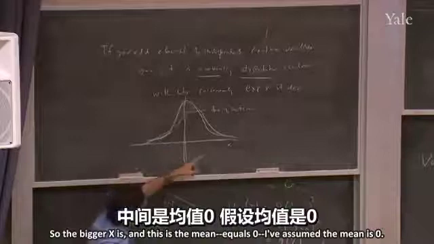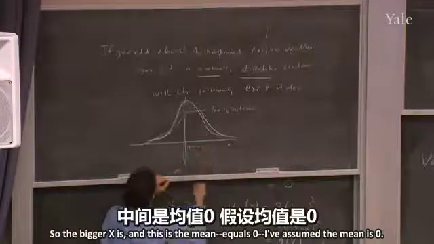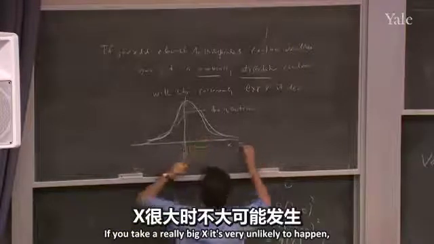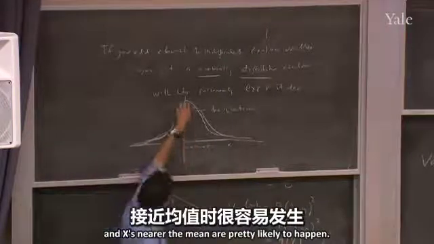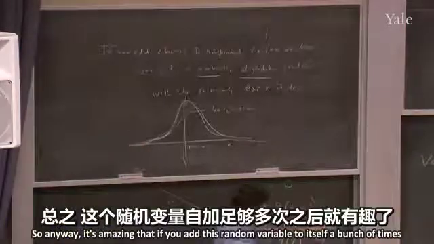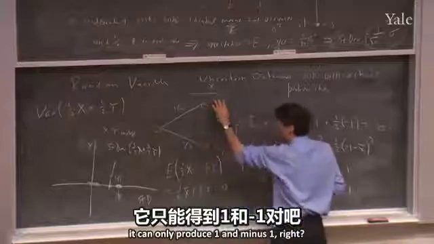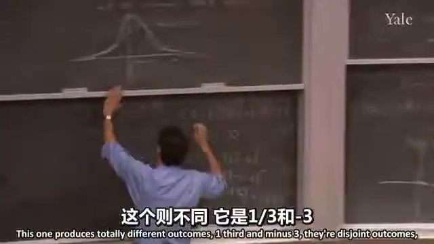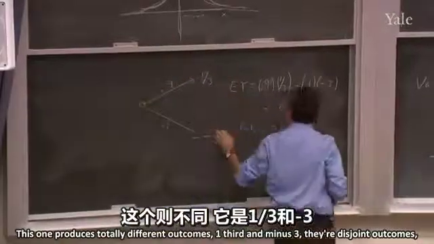So the bigger x is, and this is the mean, equals 0. I've assumed the mean is 0. If you take a really big x, it's very unlikely to happen, and a really small x is very unlikely to happen, and x near the mean is pretty likely to happen. So anyway, it's amazing that if you add this random variable to itself a bunch of times, it can only produce 1 and minus 1. This one produces totally different outcomes, a third and minus a third. They're completely separate, disjoint outcomes.